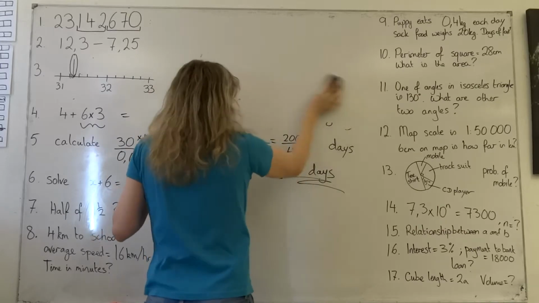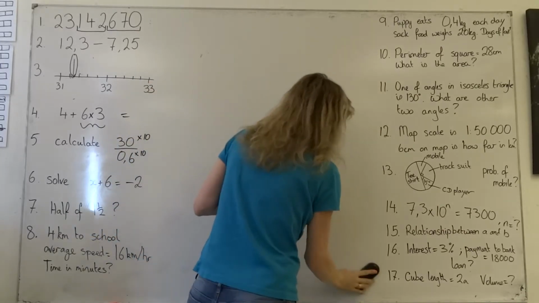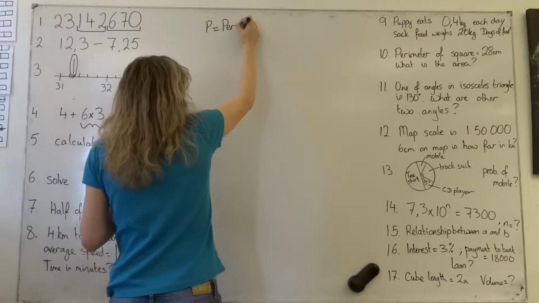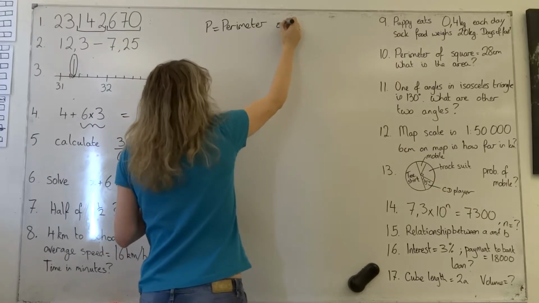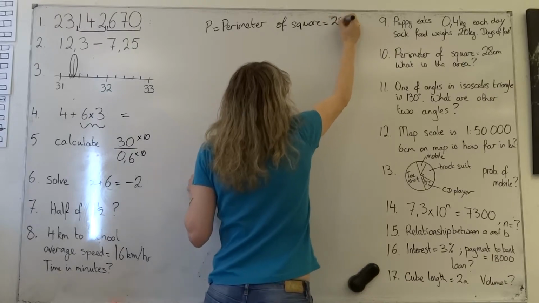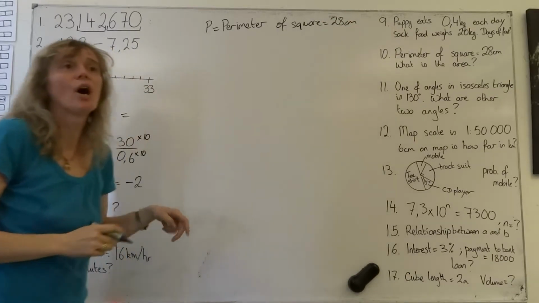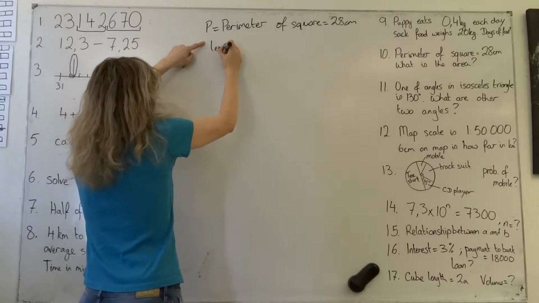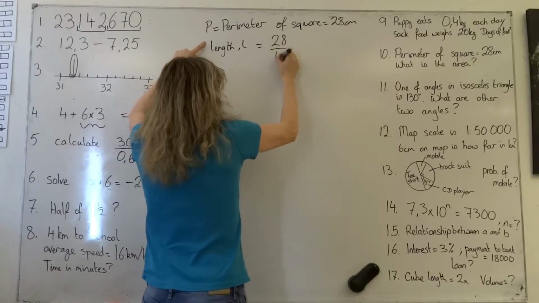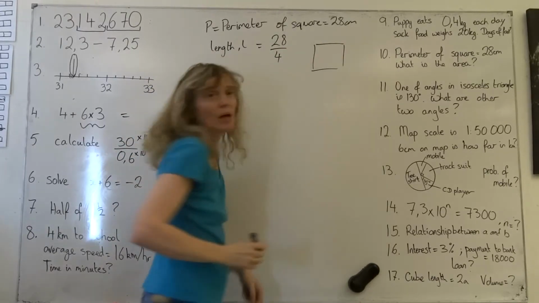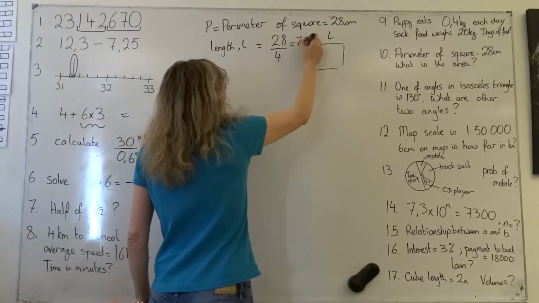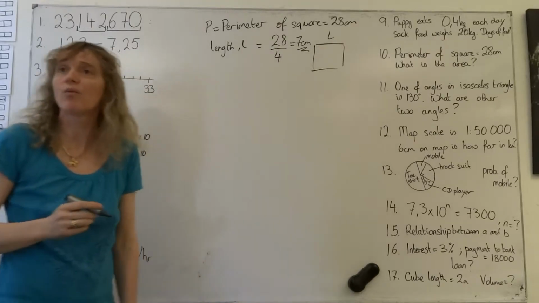Question 10, we have a square. And they've told us that the perimeter of the square is 28 centimeters. So that we know the length L is going to be 28 divided by 4, because it's a square. They're all going to have the same size, which gives us 7 centimeters. So we now know what the length of one side is.